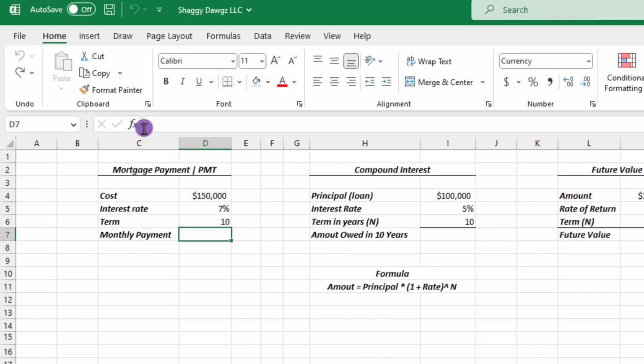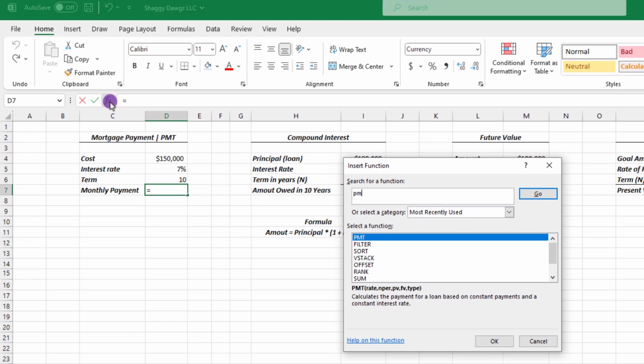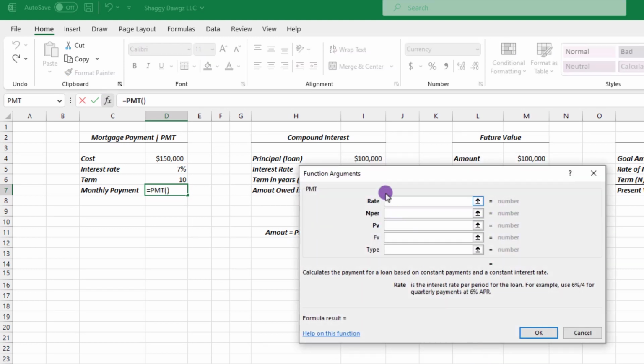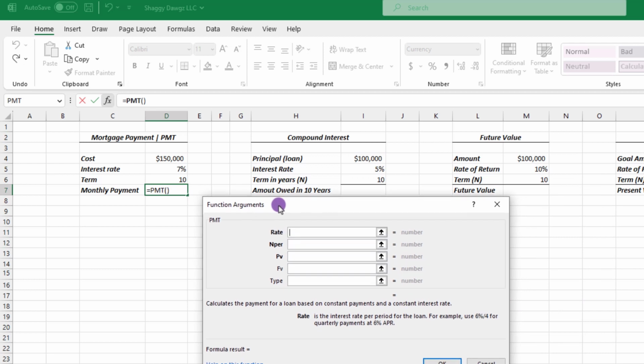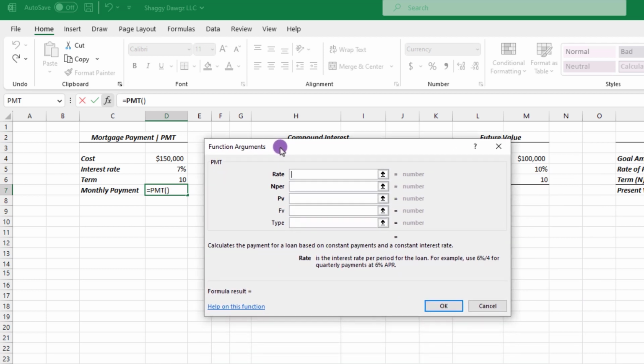So let's go up here and click on our FX icon, do a search for the payment, type in PMT, and overall, working with the payment function is pretty straightforward. Just a few quirky things which really aren't that bad. We'll start by clicking our rate, and then what we have to do is divide it by 12 to tell Excel it's an annual rate.